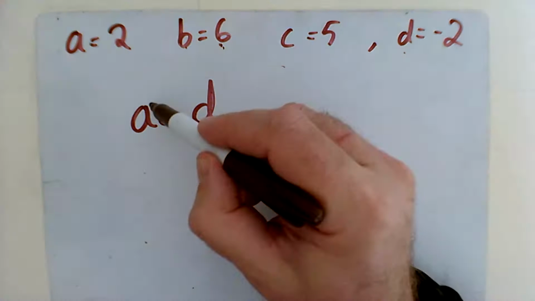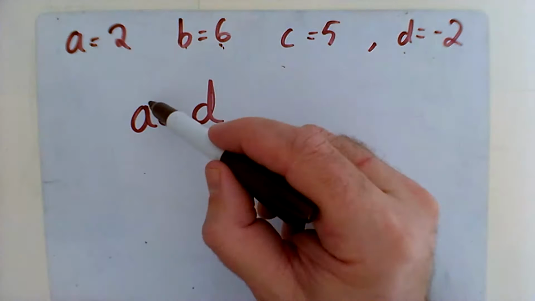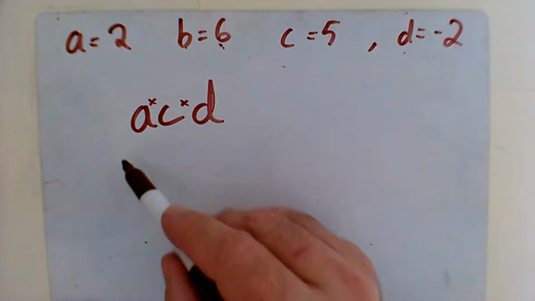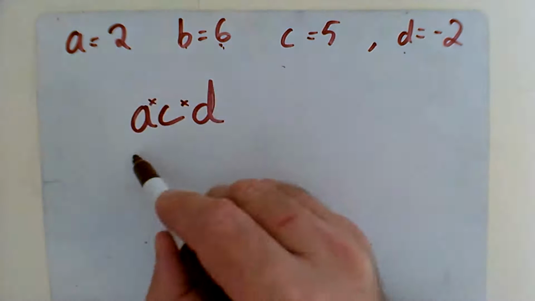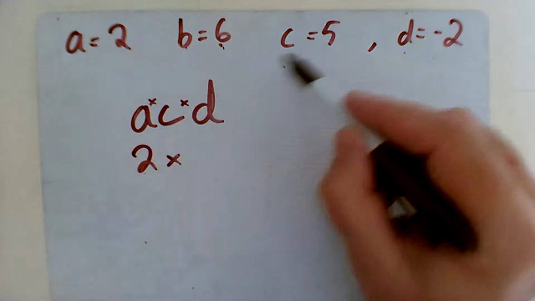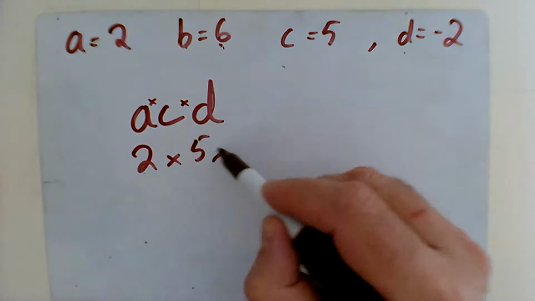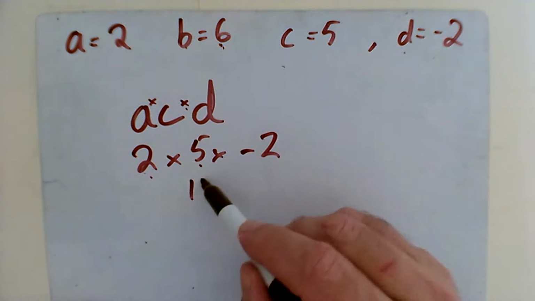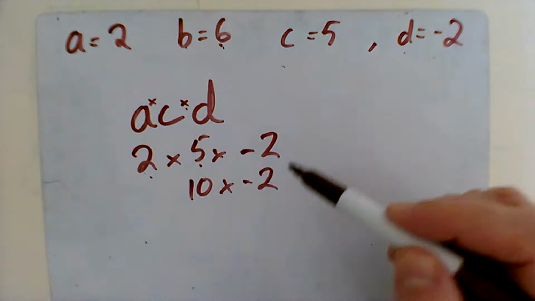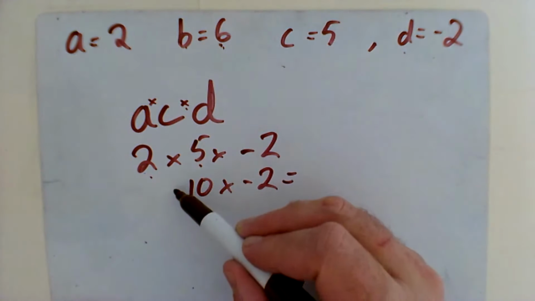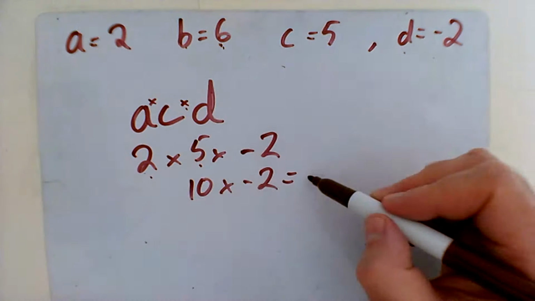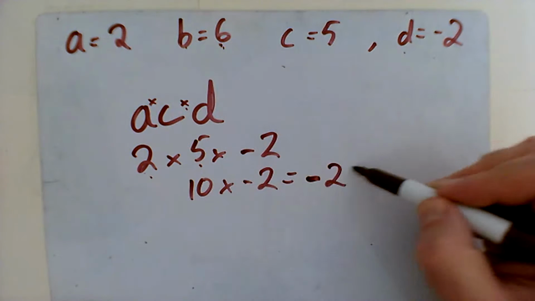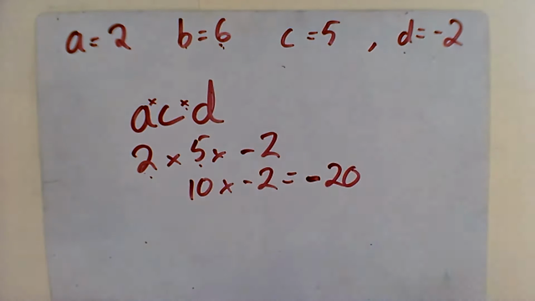So, remembering, we've got the times signs in between. Okay. So just working it out for yourself. So we're substituting A for 2, 2 times C, which is 5, times D, which is minus 2. So 2 times 5 is 10. 10 times minus 2, okay, a positive and a negative gives me a negative. 10 times 2 is 20. So we get a minus 20.